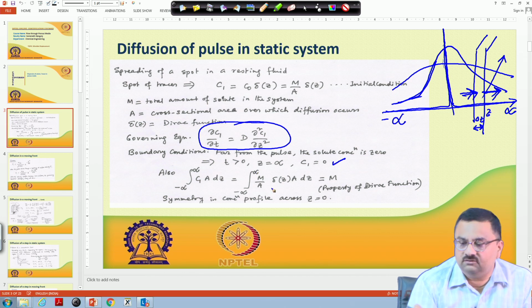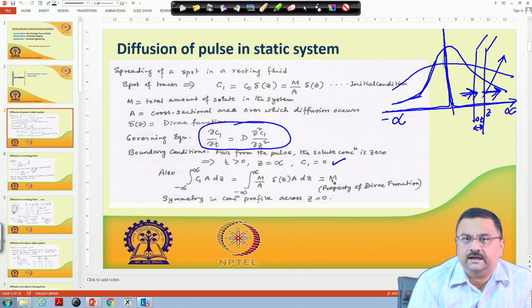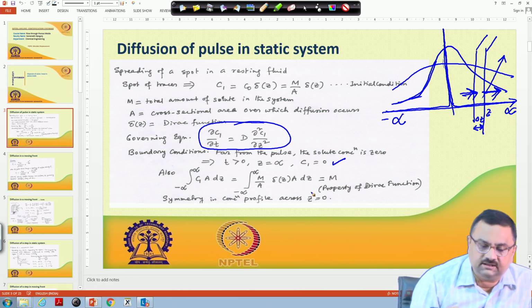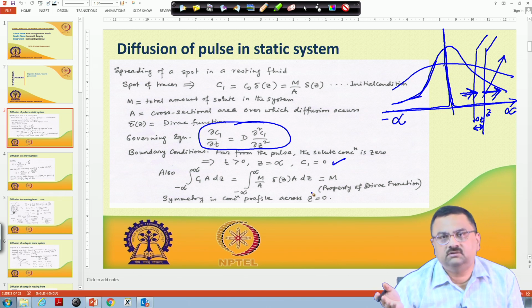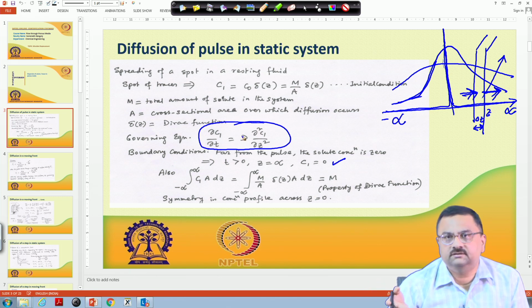So that's how the property of Dirac function works. That is why you can use this. So you can see this automatically follows that at any time in this diffusion process, the total mass present in the system is m, which you placed in the beginning. So this is essentially the use of Dirac delta function, and this is how this whole thing works out. And then this was solved, and you got the solution which we discussed down the line.